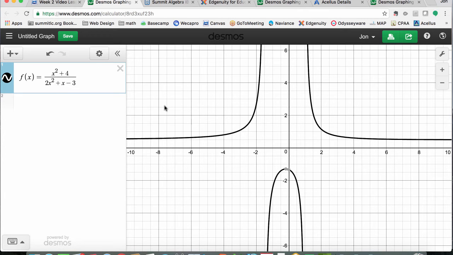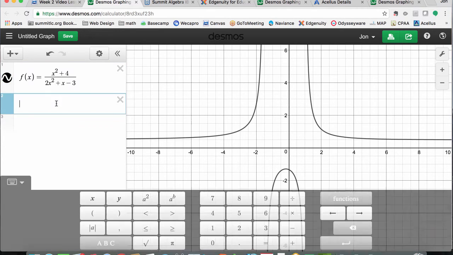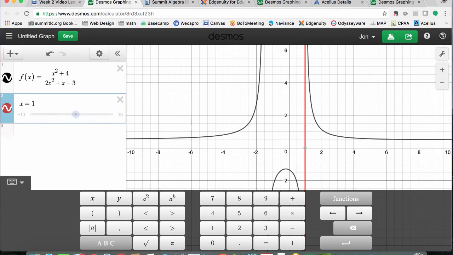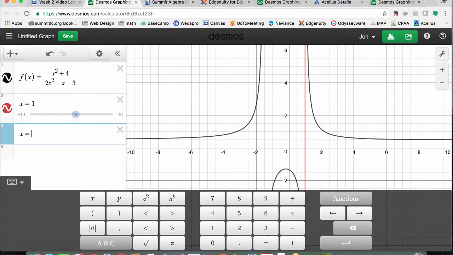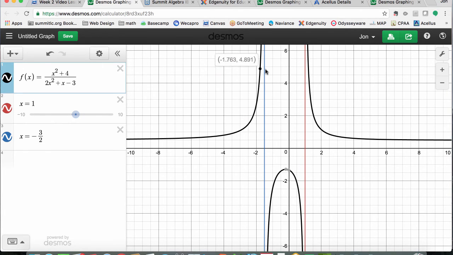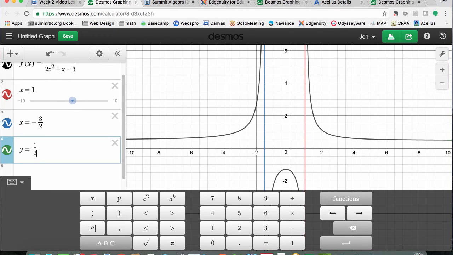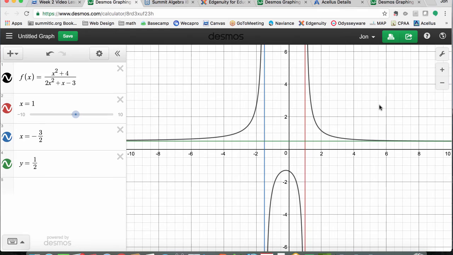We said there was a vertical asymptote at x equals 1. And yeah, that definitely looks like it approaches 1 that way, and then approaches 1 that way. But then we had another one at x equals negative 1.5, or negative 3/2. And you can see there are two vertical asymptotes that it gets closer and closer towards. Let's also put in y equals 1/2. There we go.